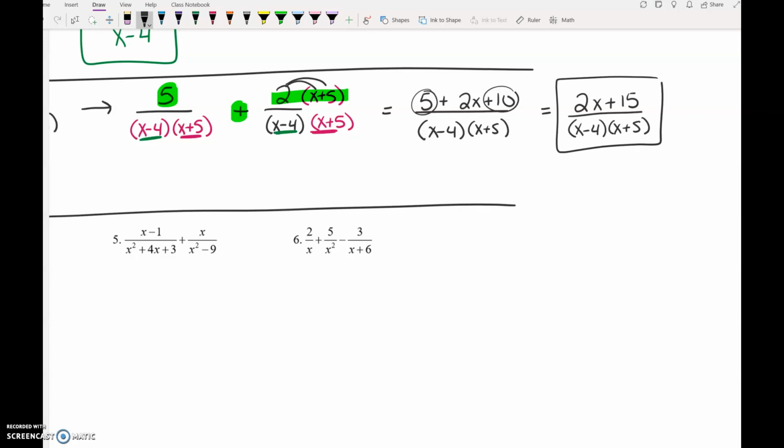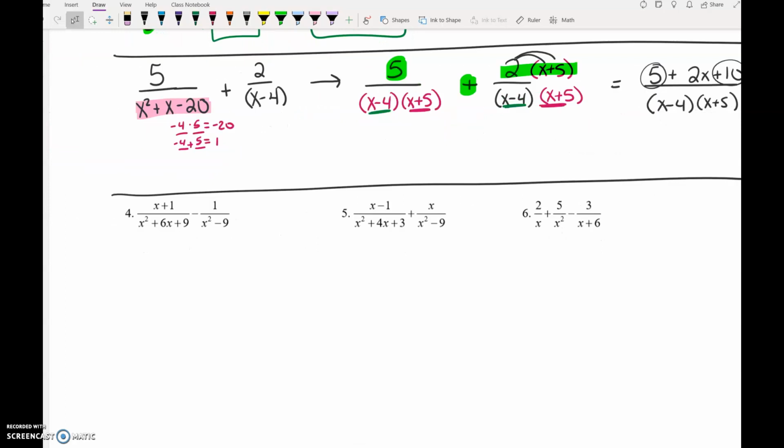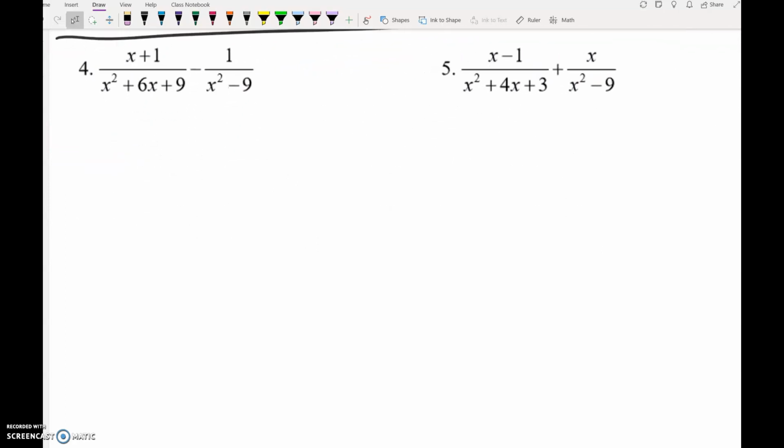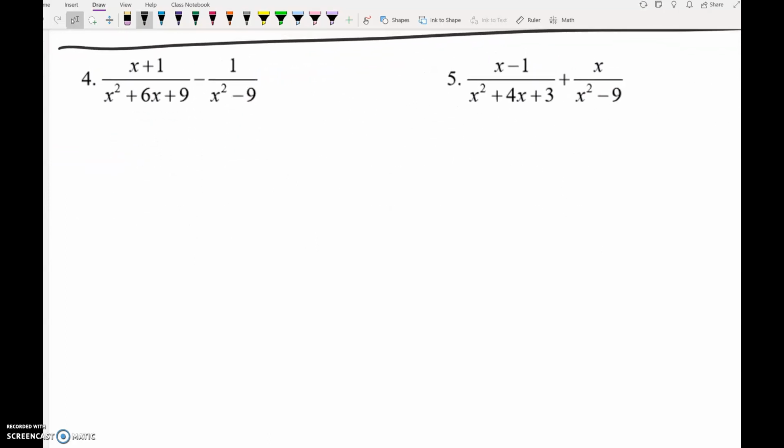Let's look at number 4. Number 4 is a little bit more complex, but there is a problem like number 4 on your assignment, so it is definitely worth doing. There's a couple things to note here. The first thing is both of these can be factored. So I've got x plus 1 on the top. I've got a 1 over here. I'm just going to spread it out a little bit. This is minus.